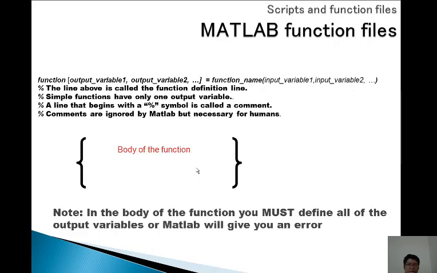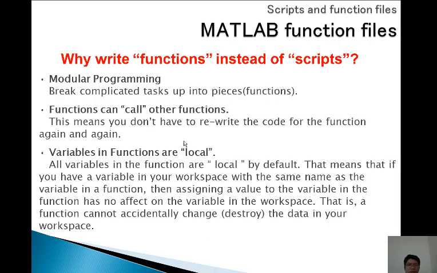This is a typical structure of a Matlab function file. In the beginning you have function output variable 1, output variable 2 equals function name, input variable 1, input variable 2. And you can have a series of comments, which start with the percent sign. Usually you can put a lot of memos about the function, the intended use, and so on. And we have the body of the function. In the body of the function, you must define all the necessary variables, or else Matlab will give you an error indication.